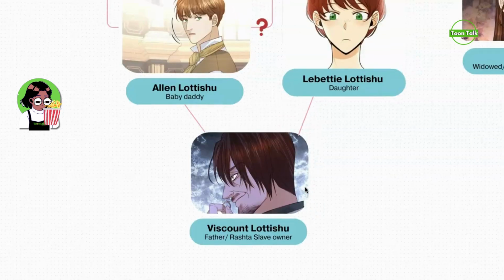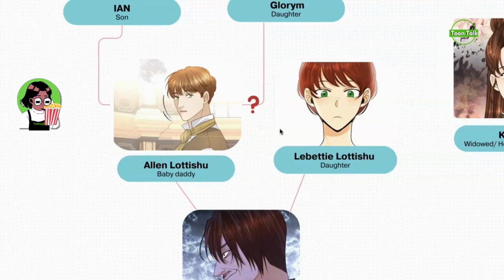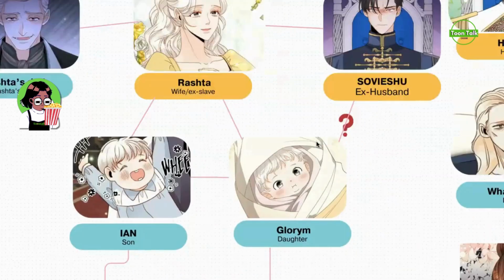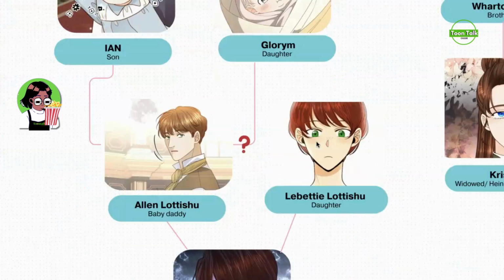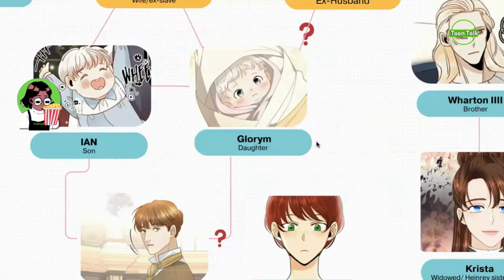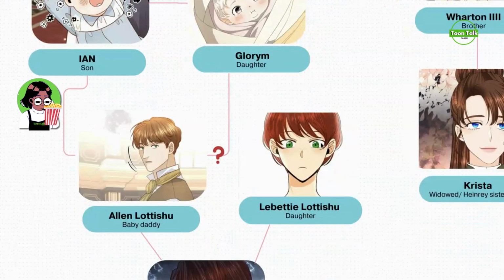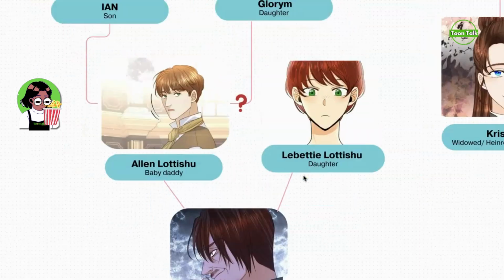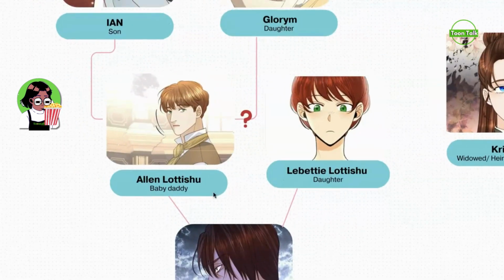But nonetheless, he has two kids, Alan and Liberty. Liberty's not missing, you guys. Technically, low-key, but let's just say Rashta hires somebody to, you know what I mean? Put her six feet down, and by Viscount Lottishu intervening, Liberty may or may not be alive. We don't know just yet, okay? But that's his daughter. He also has Alan. Alan plays a key part.